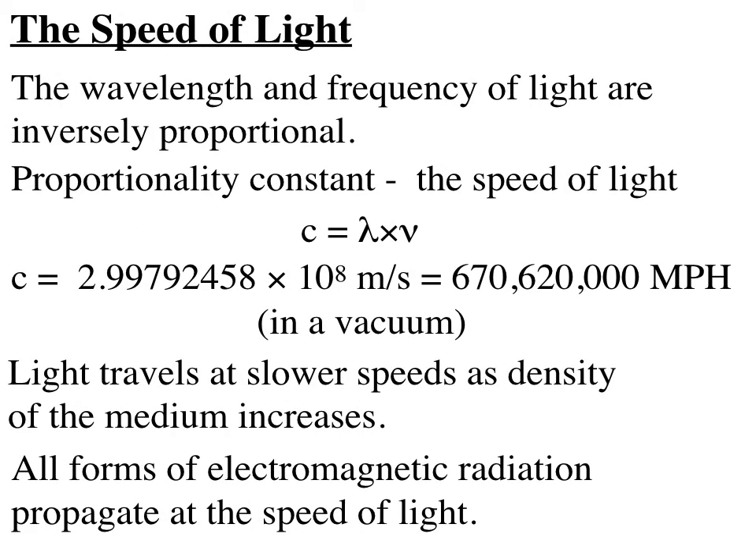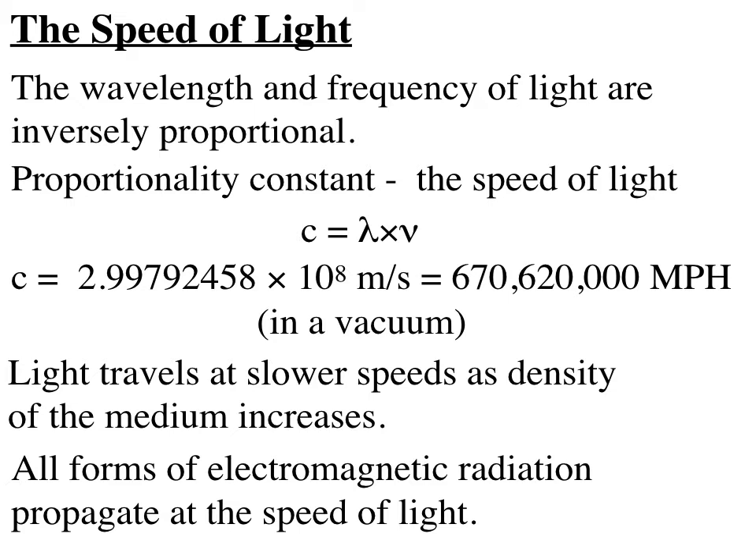Okay, so let's summarize some of the important features of this so-called speed of light. First and foremost, all forms of electromagnetic radiation travel at this same speed. It doesn't matter if it's microwaves or radio waves or television waves or visible light or any component of visible light like red, orange, yellow, blue, green.